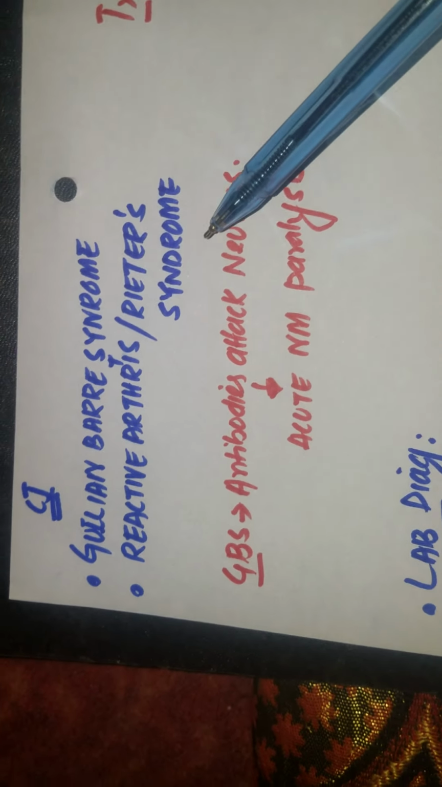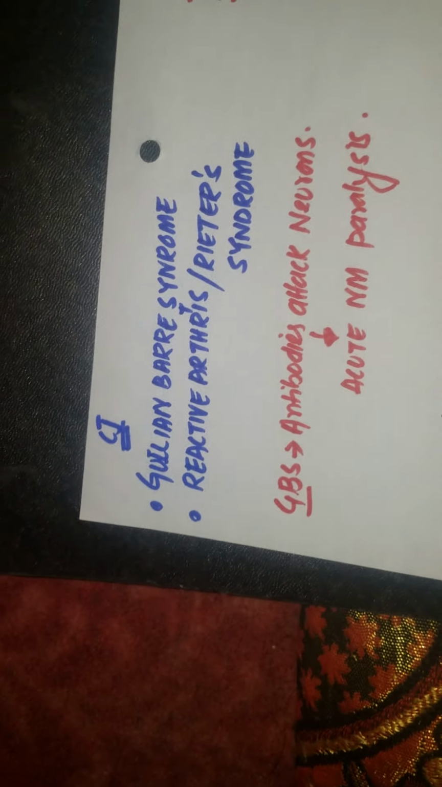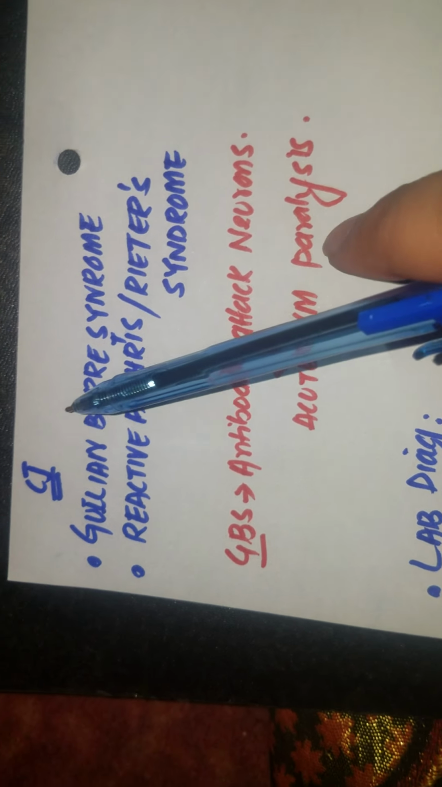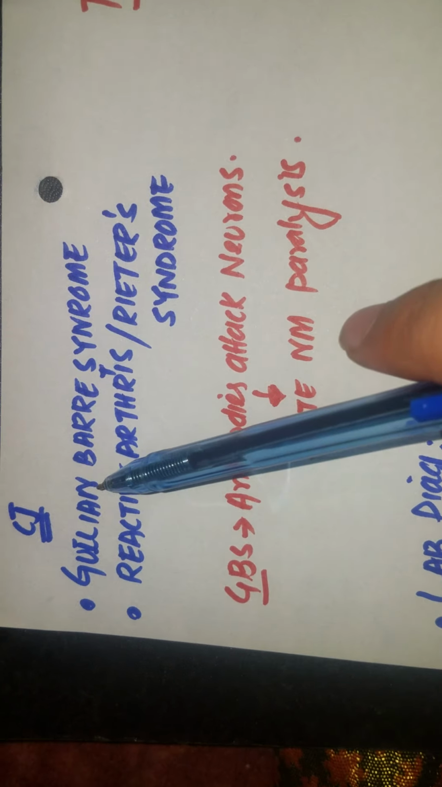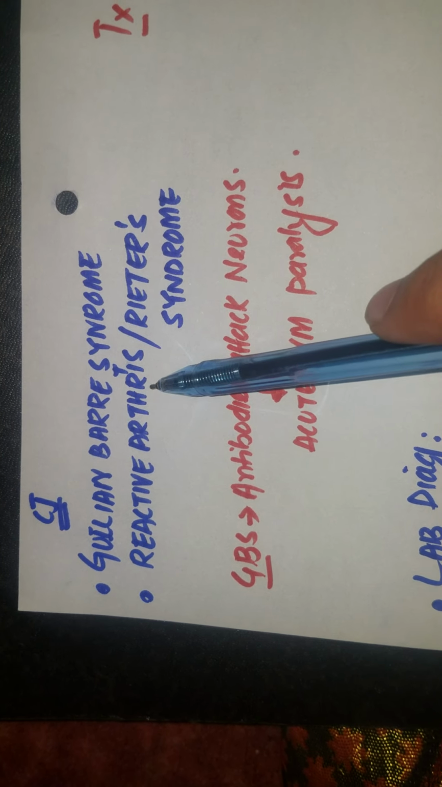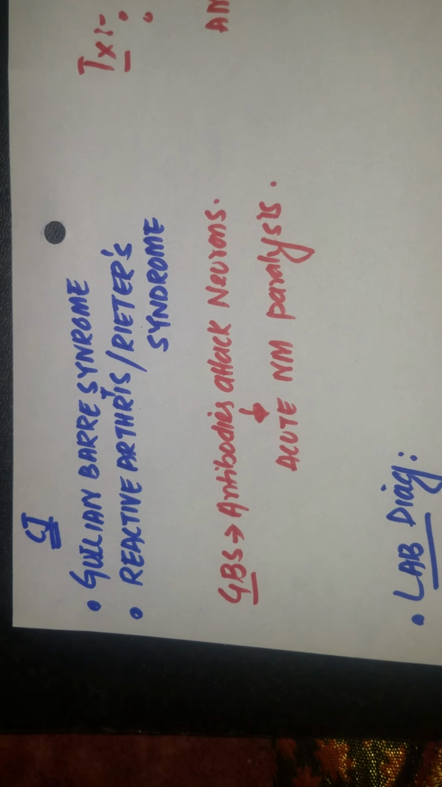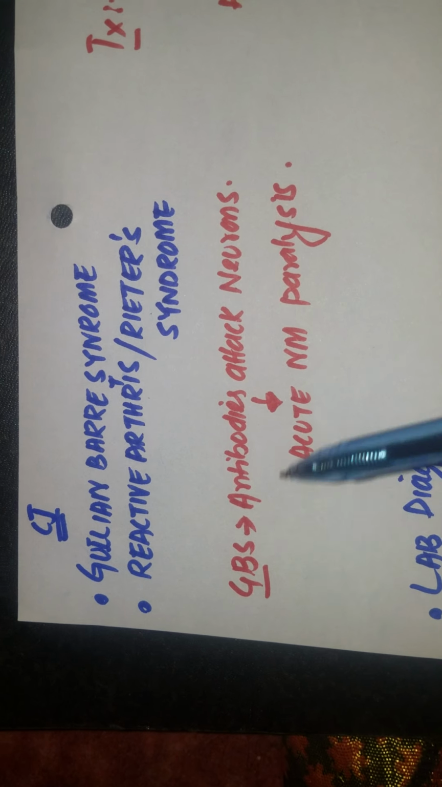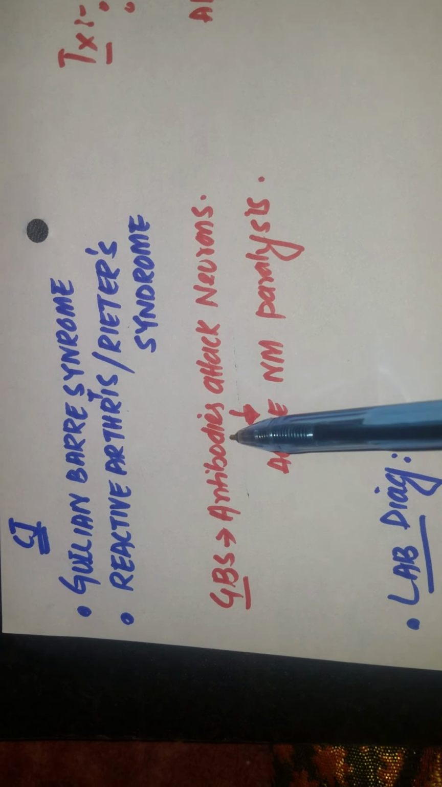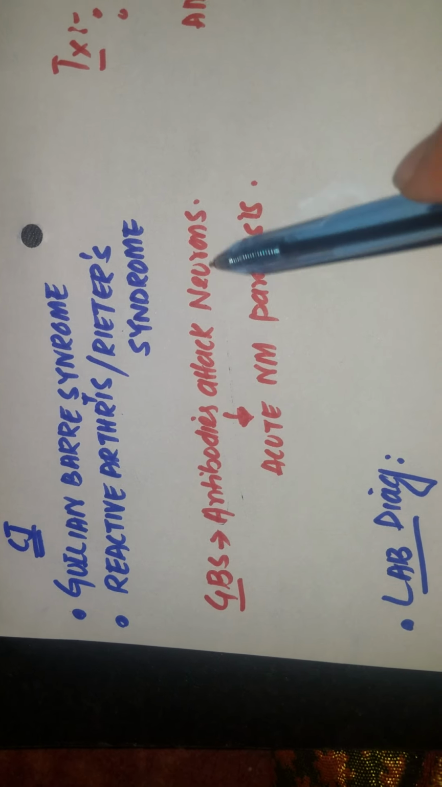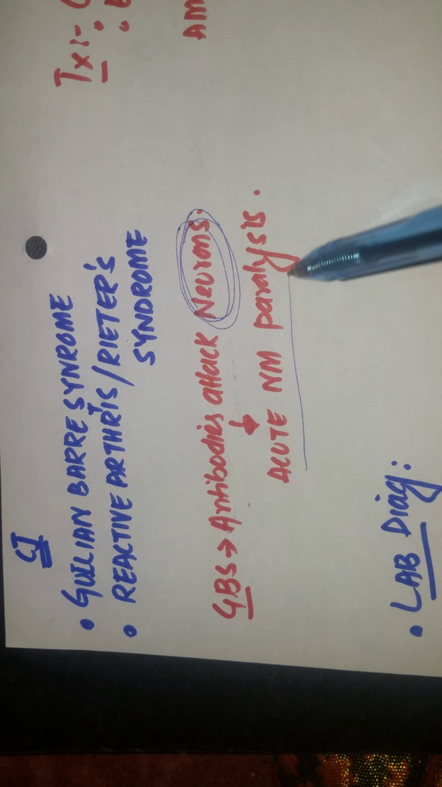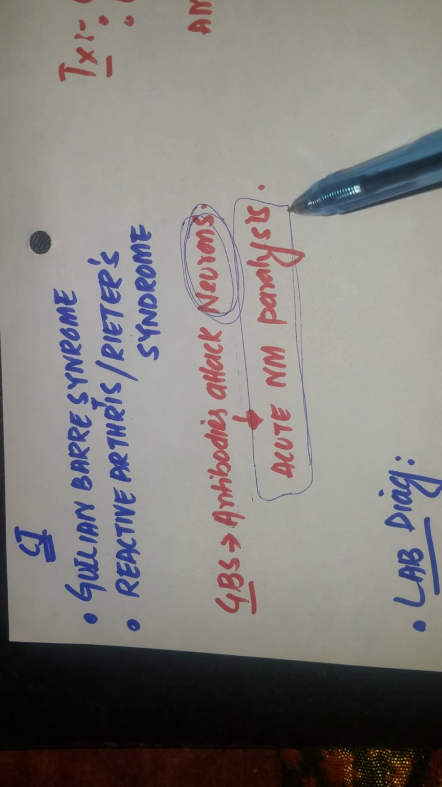Coming towards a very important point about Campylobacter jejuni infections: it is the main cause of Guillain-Barré syndrome and reactive arthritis or Reiter syndrome. How it happens is that the antibodies formed against C. jejuni attack the antigens on the neuron and destroy them. So it causes acute neuromuscular paralysis.